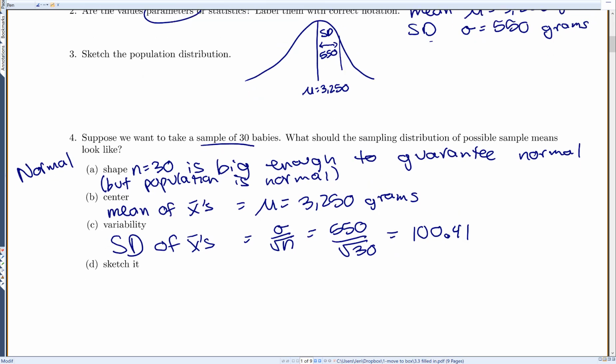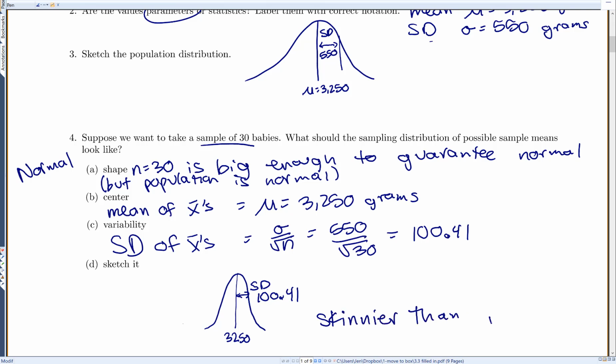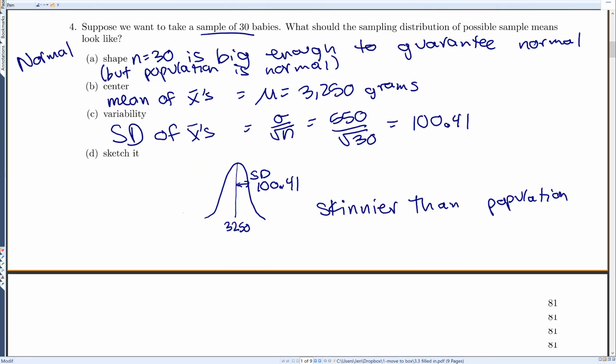And sketch it. Mostly, I just want you to compare and contrast the two. So before, we had a standard deviation of 550 for my population. Now, if I was to try and draw what I expect from my different sample means, I'll still be centered at 3250. But now the SD is only going to be 100.41. So we're going to have to be skinnier than the population. We'll have the same center, but we're going to be skinnier because we're talking about sample averages. We have a smaller standard deviation.